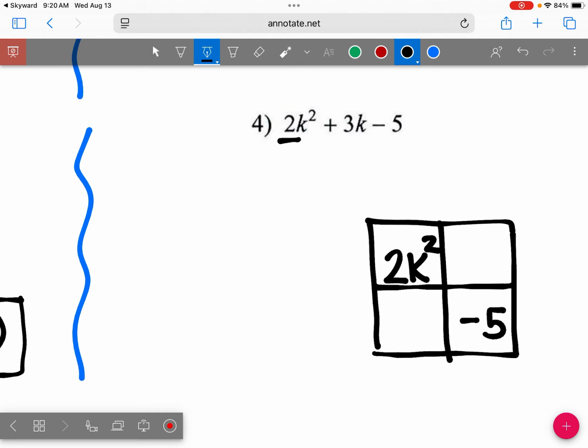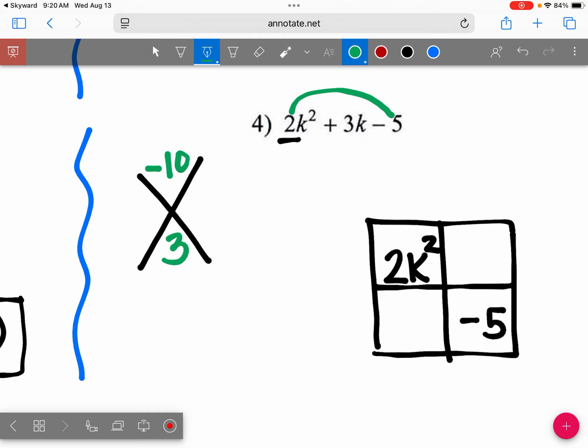Okay, so now when I make an X, on top of the X, I have 2 times -5, which is a -10. And then 3 is at the bottom. So don't say it out loud. Give everybody a chance to think. We need 2 numbers that multiply to be -10, add to +3.